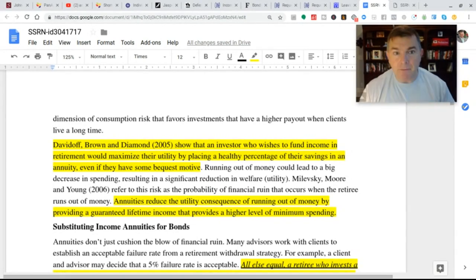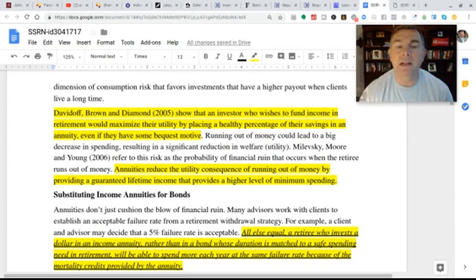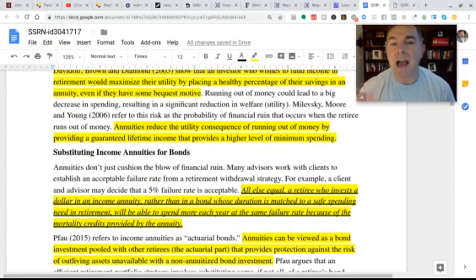David R. Brown and Diamond in 2005 show that an investor who wishes to fund more income in retirement would maximize their utility by placing a healthy percentage of their savings in an annuity, even if they want to leave money to heirs. Annuities reduce the utility consequence of running out of money by providing a guaranteed lifetime income that provides a higher level of minimum spending.